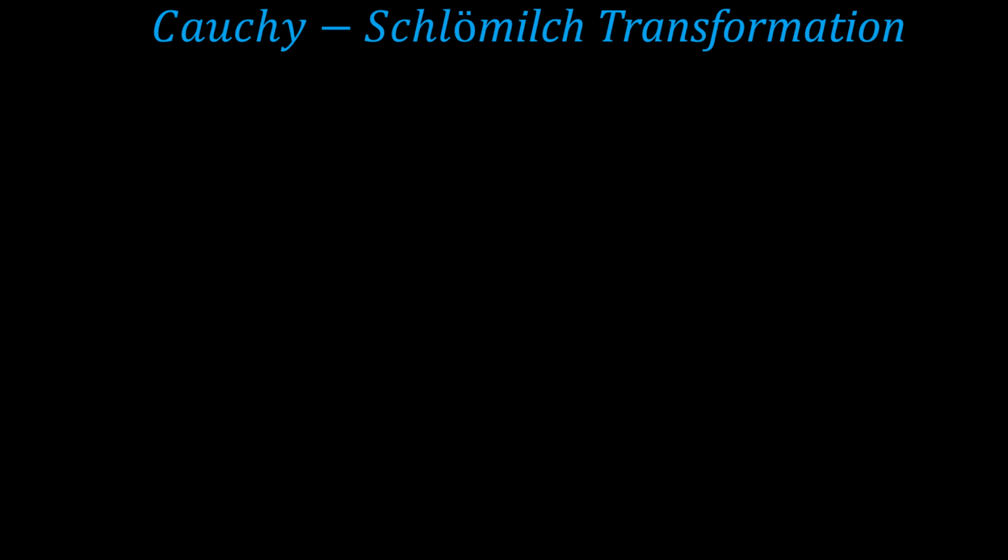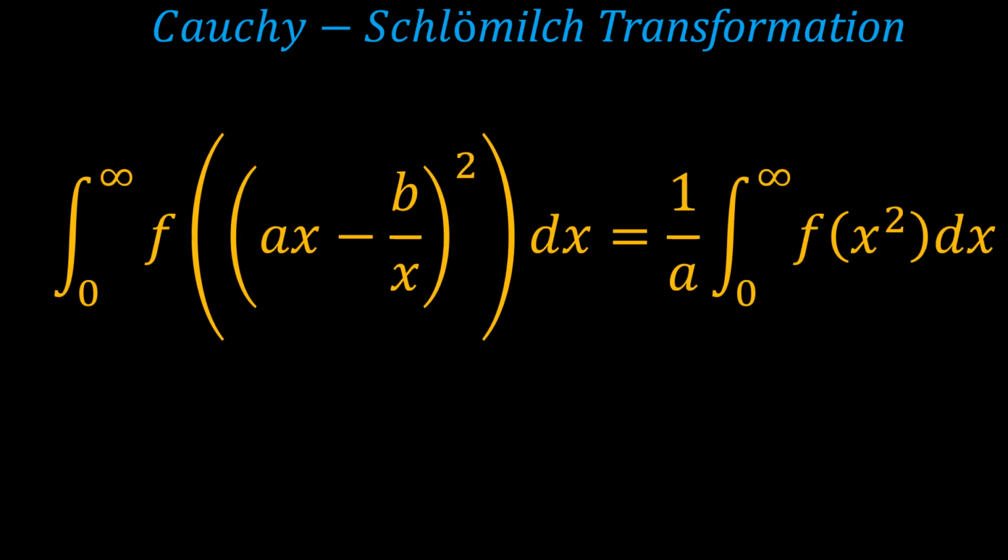What this transformation says is that if we have continuous functions, and this continuous function is f of (ax − b/x)², integrated from 0 to infinity, that's the same as that same function f(x²) integrated from 0 to infinity times 1 over a, right?